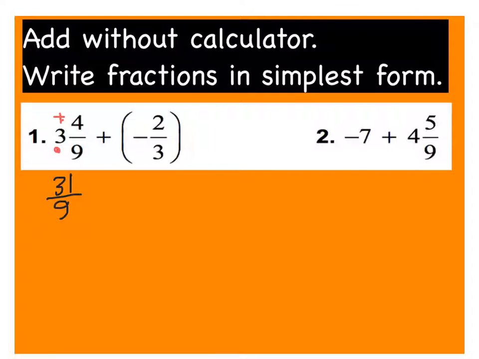Okay, the other fraction is already written as a simple proper fraction. So I'm just going to copy that down. Then my next step is to find a common denominator. And the easiest way is going to be to take the second fraction, multiply the top and bottom by 3, because 3 times 3 will give me 9, and then I'll have the same number on the bottom. So I'm going to multiply top and bottom by 3. So my new fraction becomes negative 6/9.